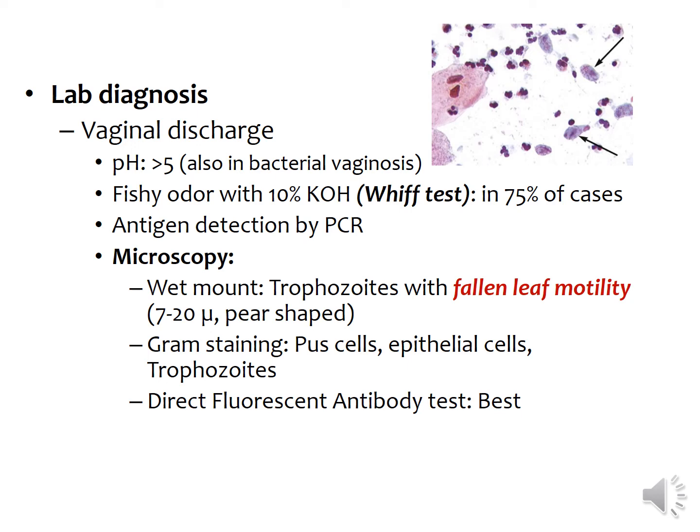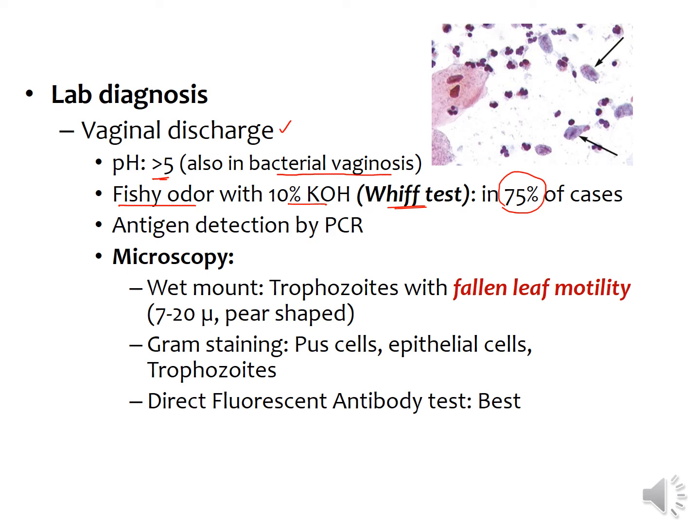Diagnosis: again the vaginal discharge has to be collected, and if you see, the pH will be more than 5. Of course this increased pH will be seen in bacterial vaginosis also, but here also it will be present. And the discharge will have a bad odor, otherwise called fishy odor, and when you combine it with 10% KOH, that is called the whiff test. This whiff test is positive in only nearly 75% of the cases of trichomoniasis, not all the cases.